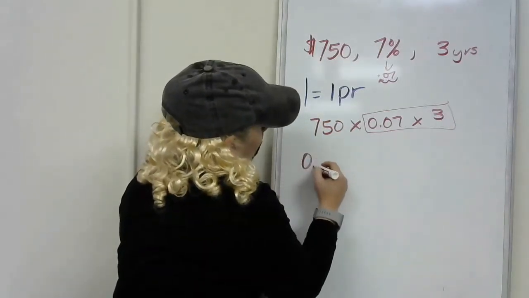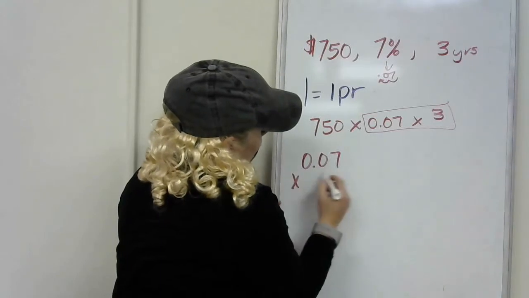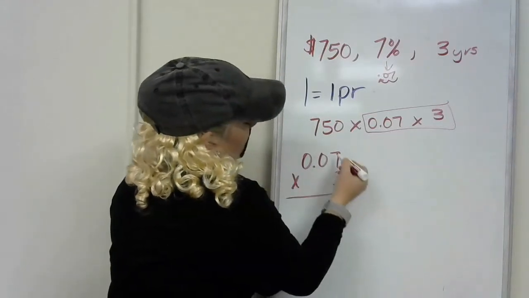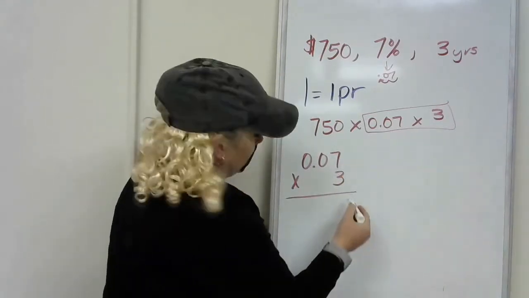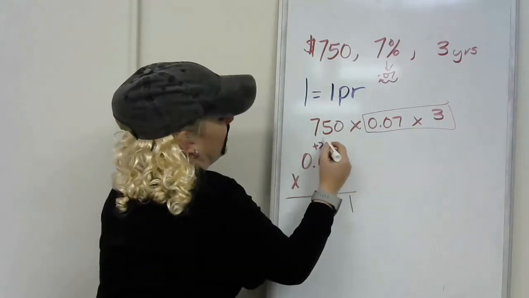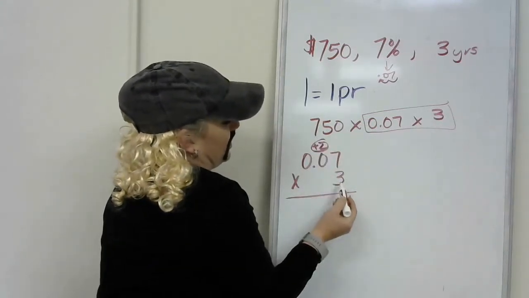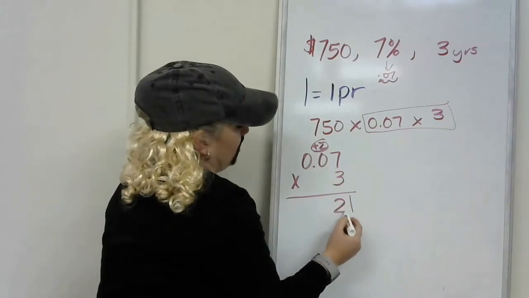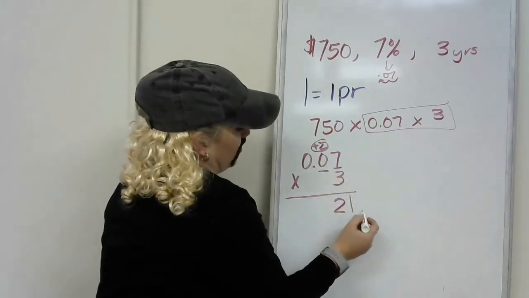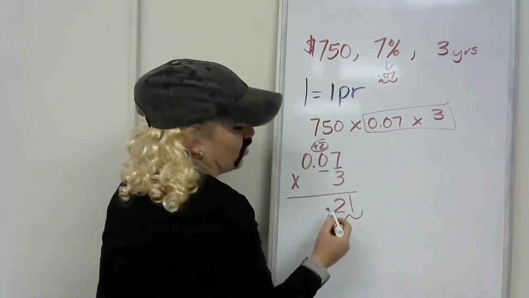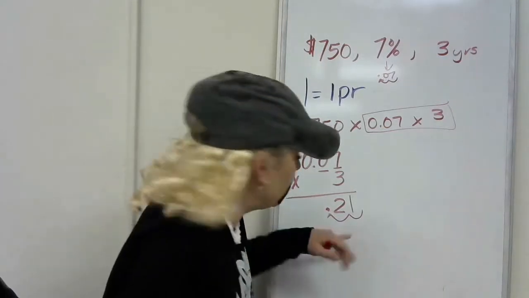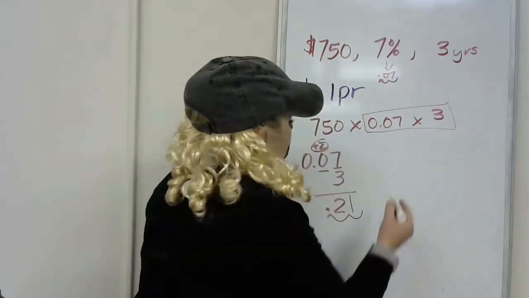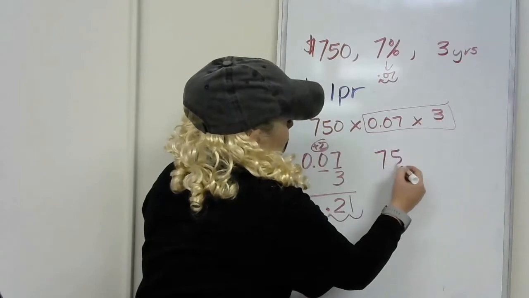So we have 0.07 times 3. 7 times 3 is 21. The 1 can stay, but that 2 has to go. 0 times 3 is 0, plus 2 is 2. And then 1, 2, 1, 2. Okay, so that's 21 cents, or whatever you want to call it. So we got 21. Now we're going to multiply that times 750.